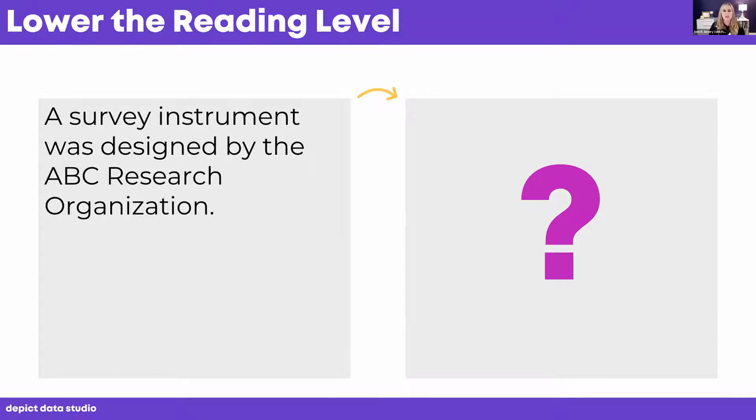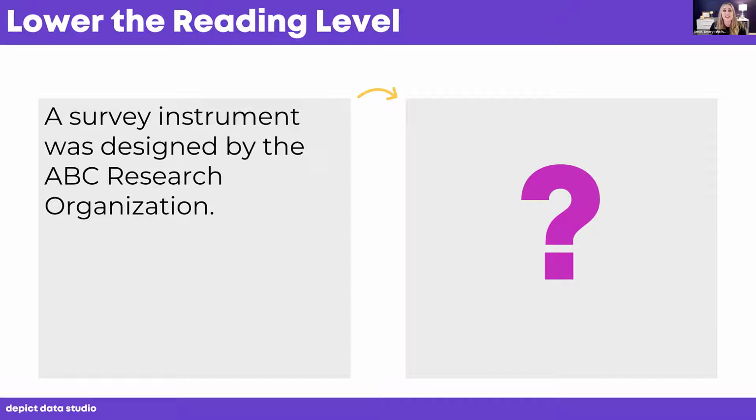How would you lower the reading level? A survey instrument was designed by the ABC research organization. Active voice, shorter words, sentences, and paragraphs. Replace some jargon with synonyms. Those are going to be the quickest wins here. Megan says, make it active voice. Ding, ding, ding. Good job, Megan. Katie says, the ABC research organization designed a survey. What a quick win, right? We're just flip-flopping the order of the words.